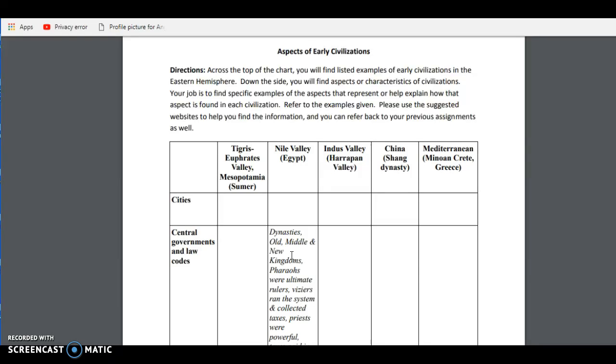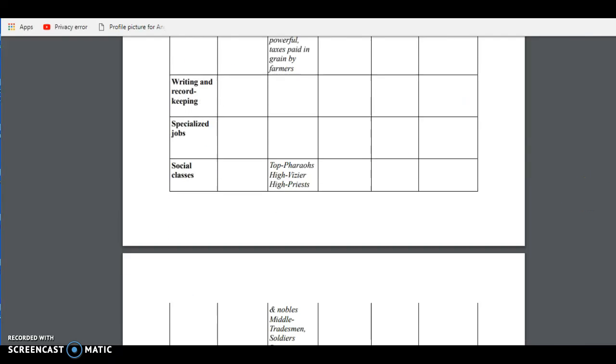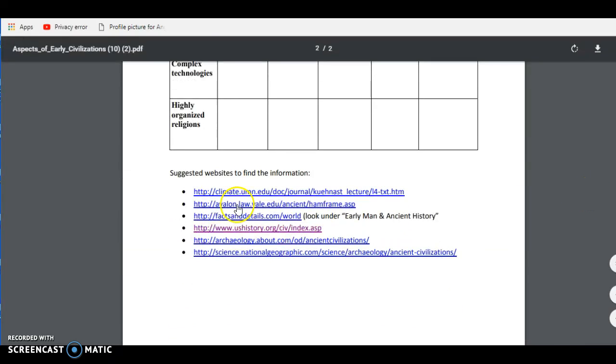Please use the suggested websites to help you find the information, and you can refer back to your previous assignments as well. Suggested websites to find the information.